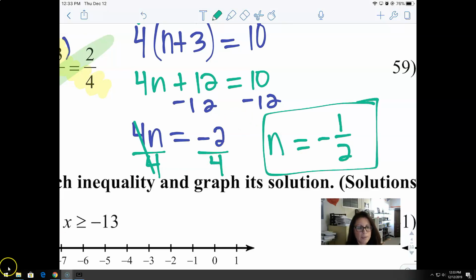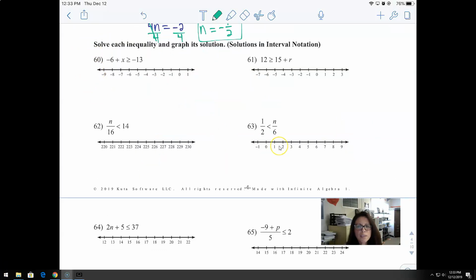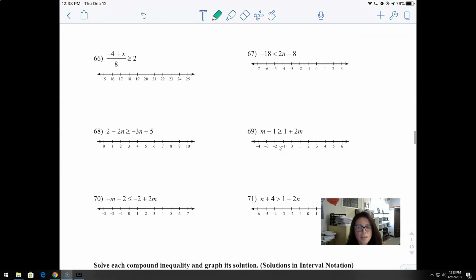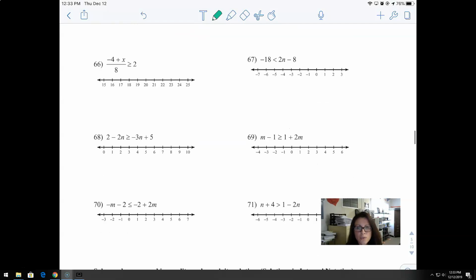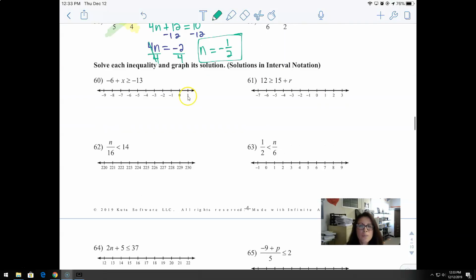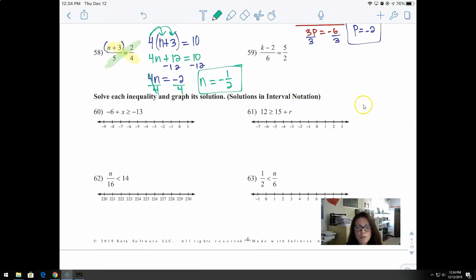All right, 60 through 71 practice. So solve each inequality and graph its solutions in interval notation. So let's go ahead and start with the evens.